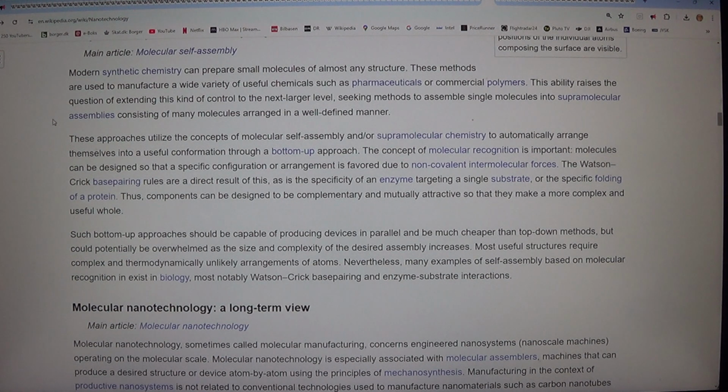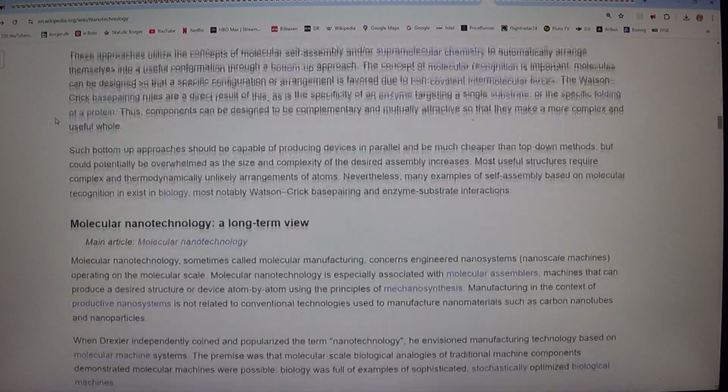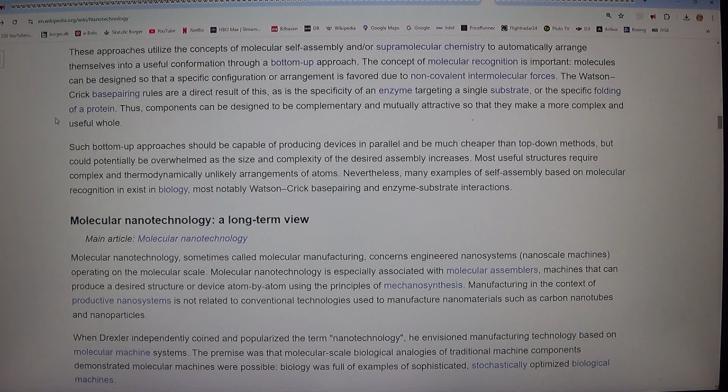The concept of molecular recognition is important. Molecules can be designed so that a specific configuration or arrangement is favored due to non-covalent intermolecular forces. The Watson-Crick base pairing rules are a direct result of this, as is the specificity of an enzyme targeting a single substrate, or the specific folding of a protein. Thus, components can be designed to be complementary and mutually attractive so that they make a more complex and useful whole.